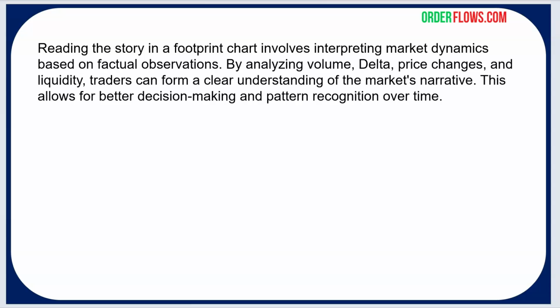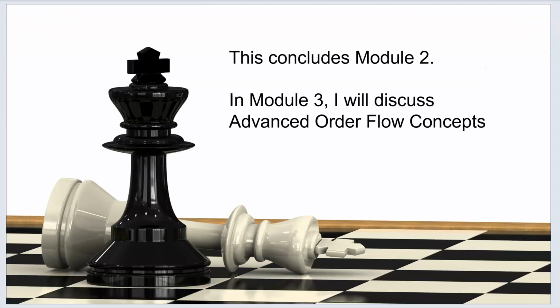So reading the story in a footprint chart involves interpreting market dynamics based on factual observations. By analyzing volume, delta, price changes, and liquidity, traders can form a clear understanding of the market's narrative. This allows for better decision-making and pattern recognition over time. So this concludes Module 2. In Module 3, I'll discuss advanced order flow concepts. So I'll see you there.